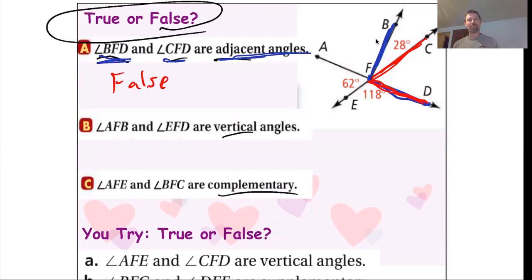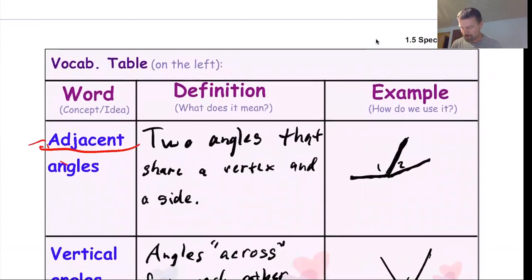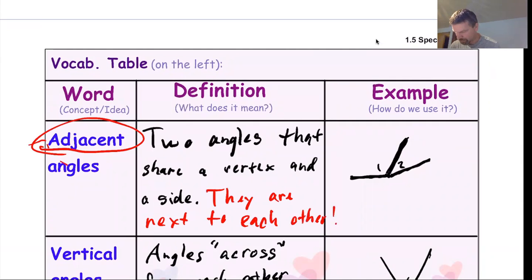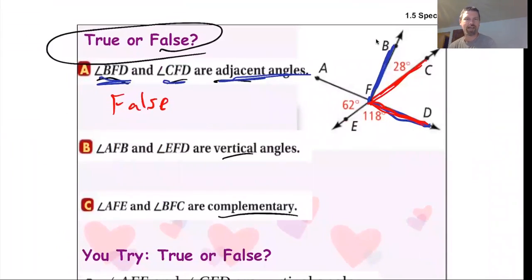They share a side, they share a vertex, but they're not next to each other. Like the whole thing, adjacent means next to. So adjacent angles are next to each other. They don't overlap. There's one on one side and one on the other side. So these ones, that's actually false. Those are not adjacent angles. They are not next to each other. False. I'm glad that question came up. All right, let's do the next one.